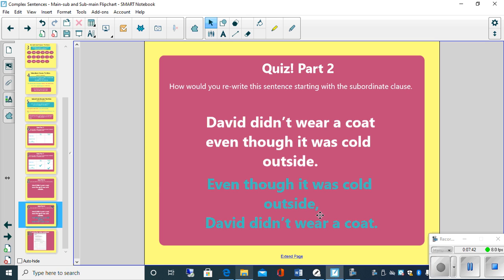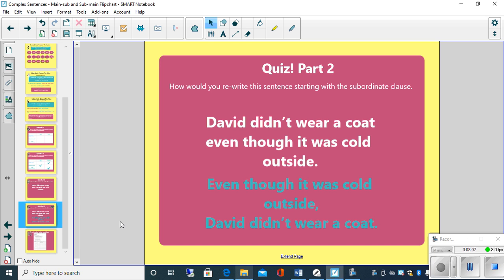Don't forget, we also need to mark where our subordinating clause is with the use of a comma. So hopefully you did really well with that, children. I hope you did. Now, when I talk about this, we talk about manipulating the position of our clauses. And we can do that either having a main sub-sentence or a sub-main sentence. Right, hopefully that was clear.